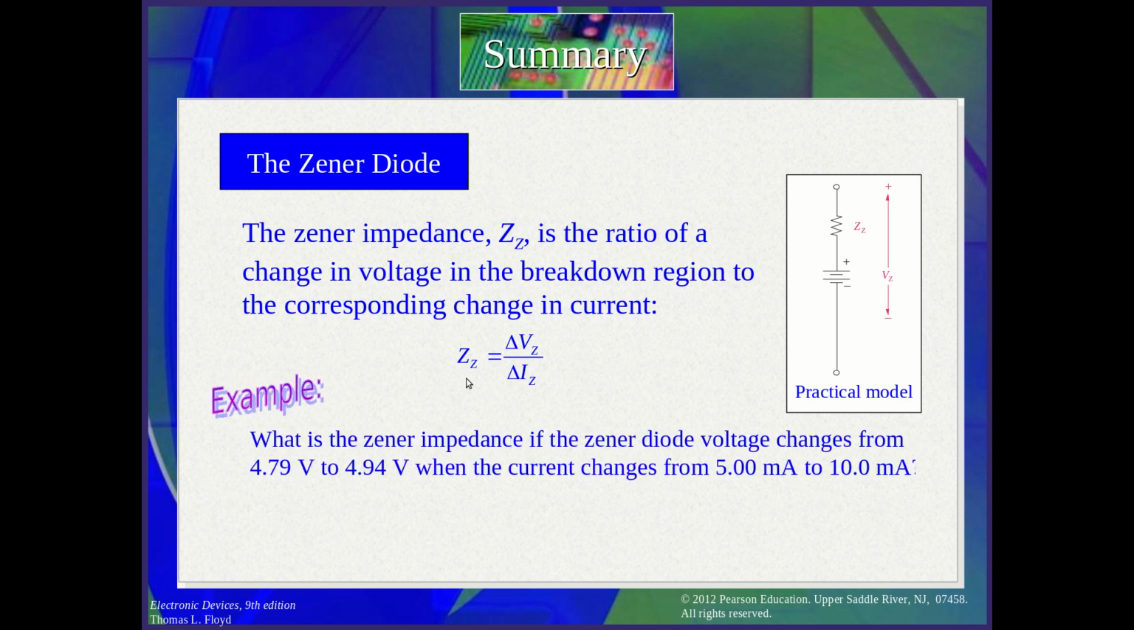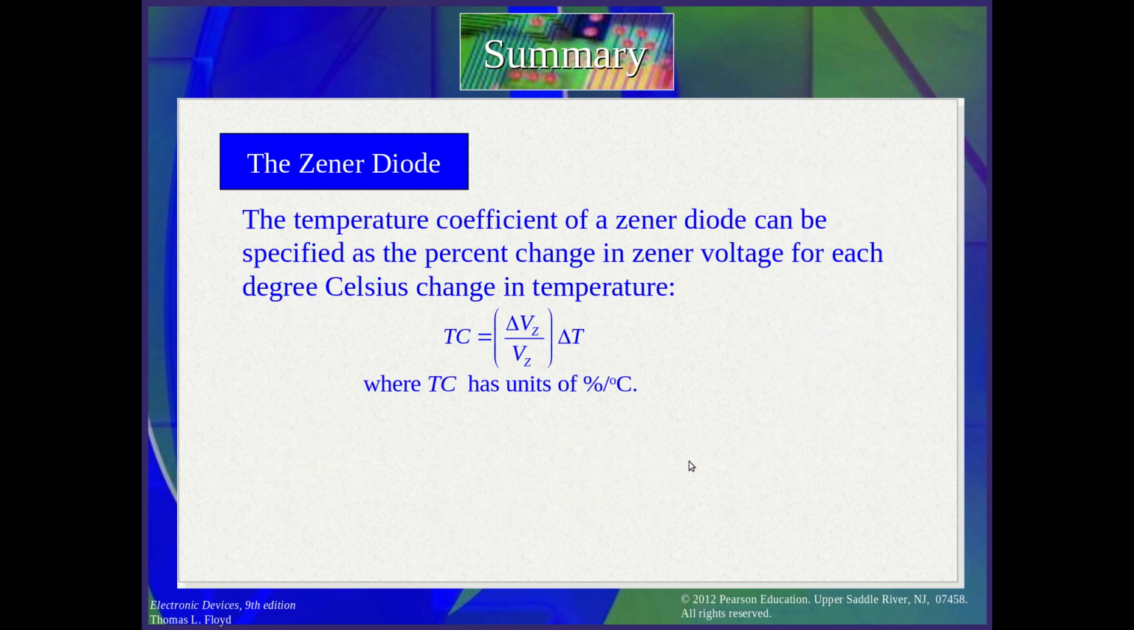So what is the Zener impedance? If you have a change in the voltage from 4.79 to 4.94 and the corresponding change in the current, from 5 to 10, is 5 milliamps, you just take the difference between both of them and calculate it. Very easy.